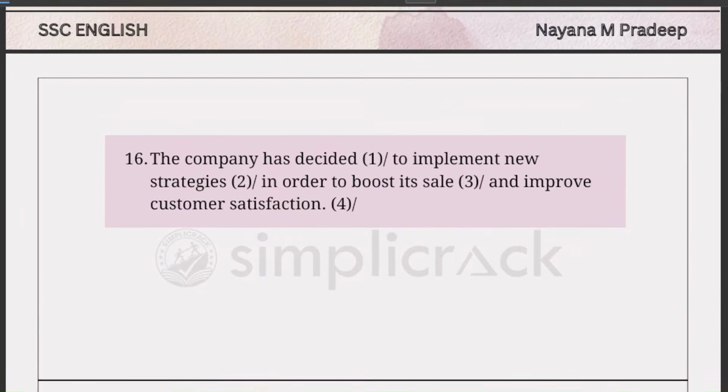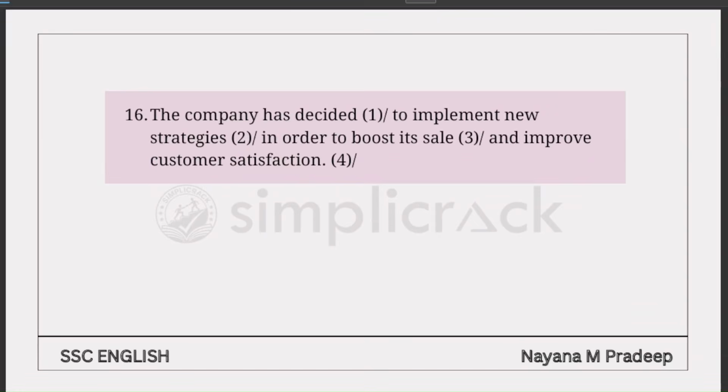Next question. The company has decided to implement new strategies in order to boost its sale and improve customer satisfaction. What is wrong here? Yes, the error is in the use of the word sale.